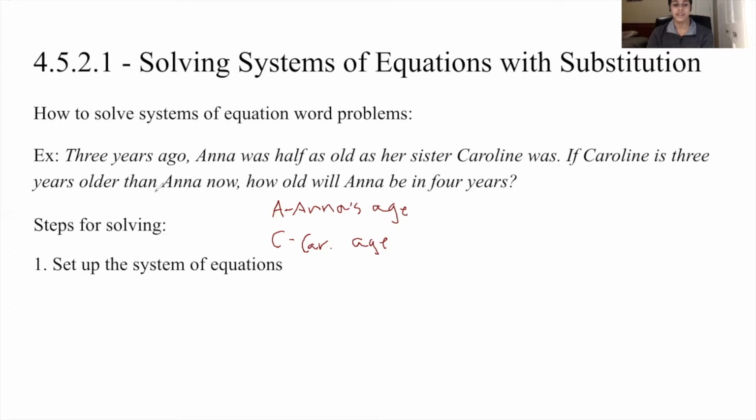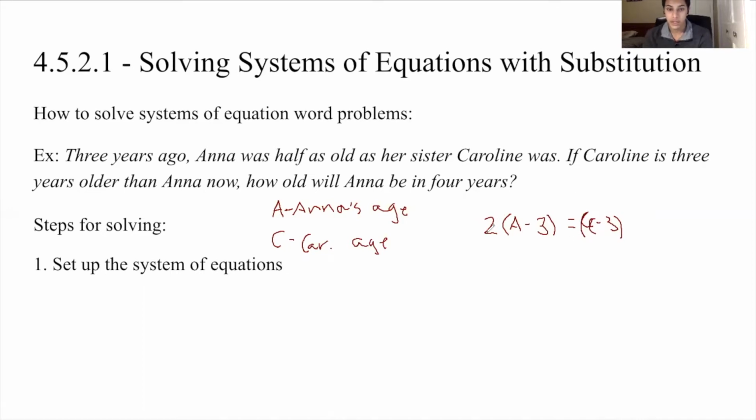So in the question it says, 3 years ago, Anna was half as old as her sister Caroline was. So we need to represent Anna's age 3 years ago, which is A, her age now, minus 3. So that's Anna's age 3 years ago, and she was half as old as her sister Caroline was, which means if we take her age and multiply that by 2, because she was half as old, that should be equal to Caroline's age. So that's equal to C minus 3, or Caroline's age 3 years ago. Because C, which is her age now, minus 3 represents Caroline's age 3 years ago.